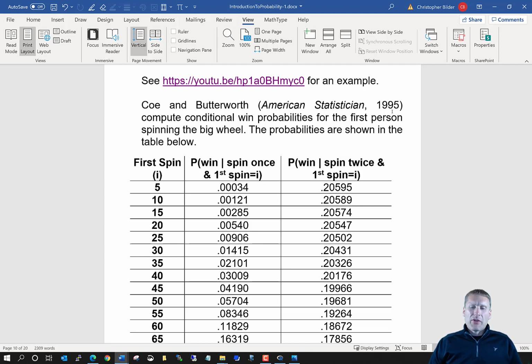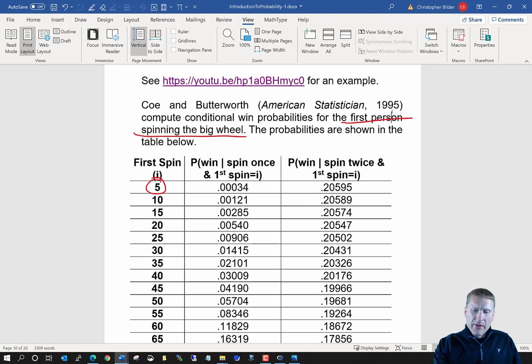A number of years ago, there was a nice paper that came out in American Statistician that looked at the optimal way to play this game on The Price is Right. This paper looked at it in terms of conditional probabilities. So that first contestant, the first person spinning that big wheel, let's say they got 5 cents on their first spin and they need to make a judgment. Well, do I stop or do I spin again?